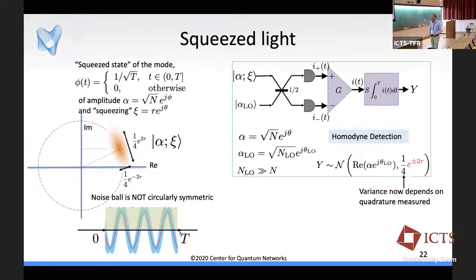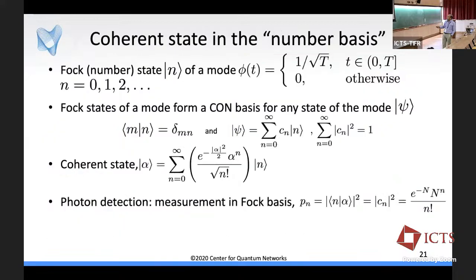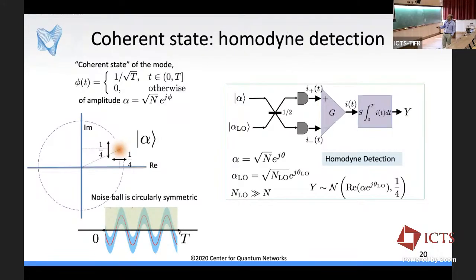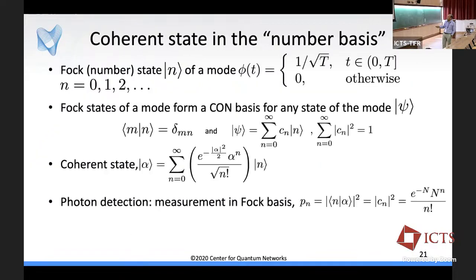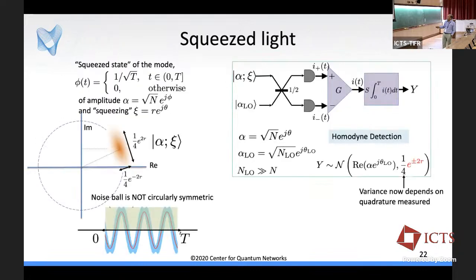You have seen these pictures before, but now you can understand a squeezed state in terms of what it does in a homodyne receiver. Take that same homodyne receiver that I showed you, but instead of a coherent state alpha, I put in something called a squeezed state. For the coherent state, I showed this noise ball with 1/4 and 1/4. No matter which quadrature you measure, you get exactly the same noise variance. For a squeezed state, that noise variance is different depending upon which quadrature you're measuring.